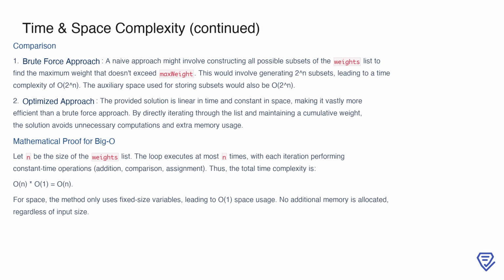On the other hand, the optimized approach directly iterates through the list while maintaining a running total, achieving a linear time complexity of O(n), and constant space complexity of O(1). Mathematically, the time complexity is derived as follows: the loop runs at most n times, with each iteration performing constant time operations like addition, comparison, and assignment. Multiplying these, we get O(n) * O(1), which simplifies to O(n). For space, since the method uses only fixed-size variables, the complexity remains O(1), regardless of the size of the input.